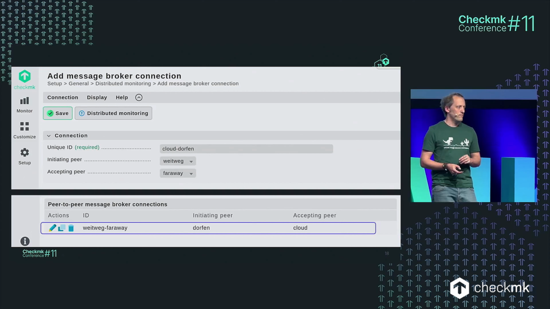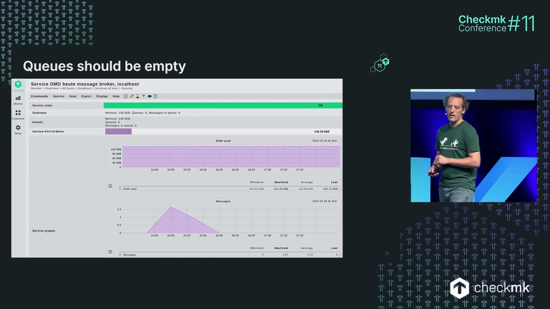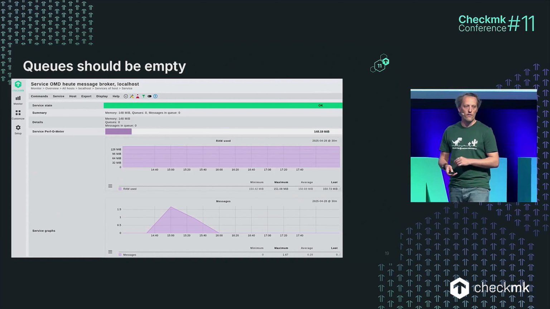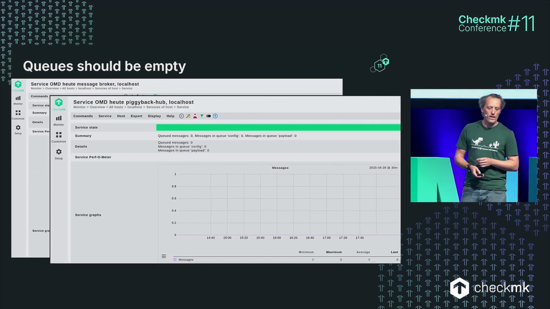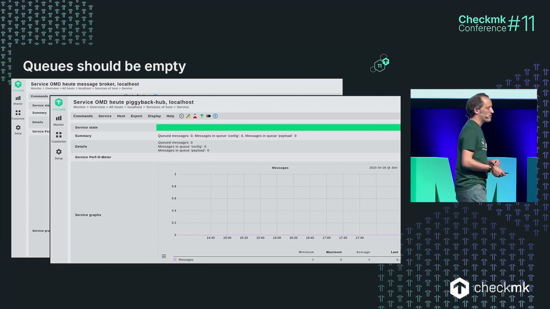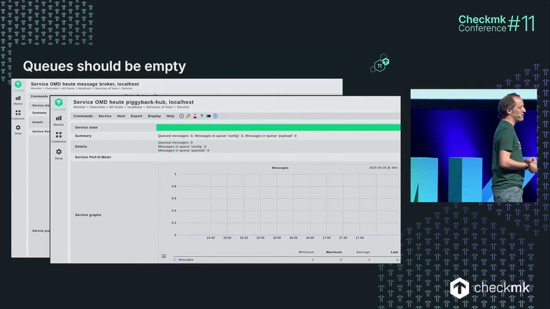OK, so what can you do now? You can watch it. If it's running, of course, you should be able to monitor it. So we built some monitoring for it. We have two services that are created. One for the message broker itself, meaning the overall backend functionality of this intersite communication. And then another service for the feature, in this case, the Piggyback-hub, but potentially other features as well, where you can see how many queues are, how many messages are in the queue.